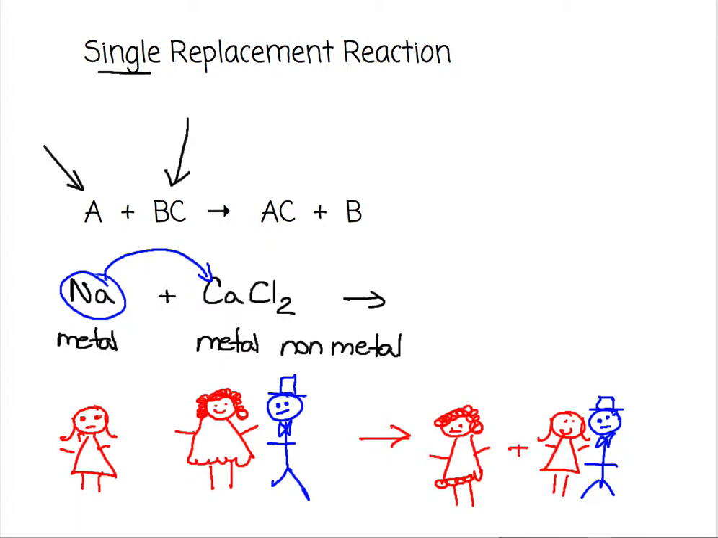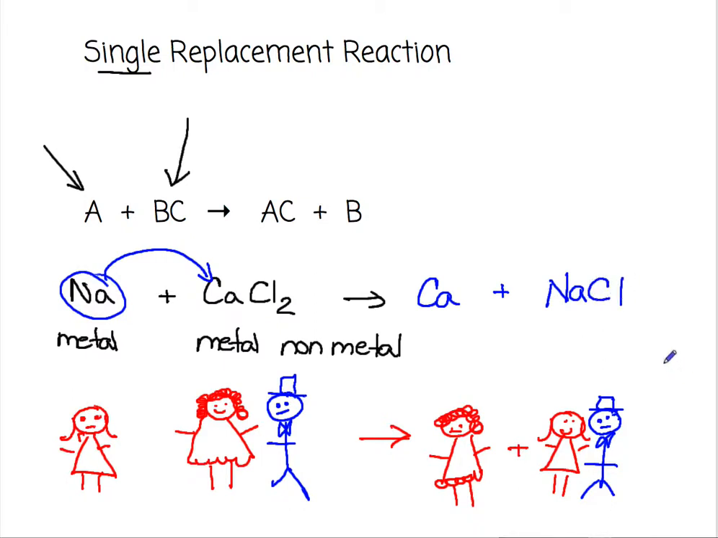So if we look at it in terms of chemistry, the metal replaces the metal. The girl replaced the girl. So up here we would have calcium being all by herself. Calcium is this girl, right? And sodium, which is this girl right here with the straight hair, going to the dance with the boy chlorine.